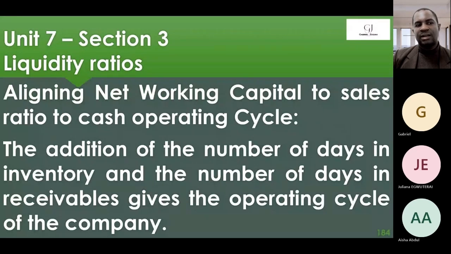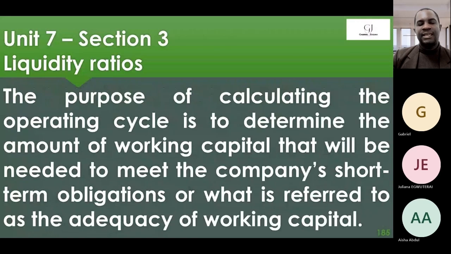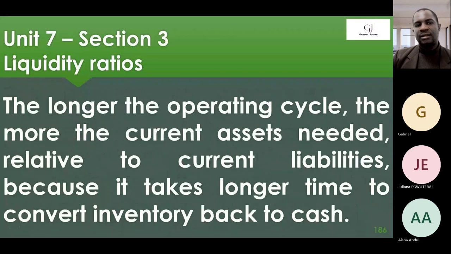So let's align net working capital to sales ratio with cash operating cycle. They relate. The addition of the number of days in inventory, number of days in receivables, and number of days of payables gives the operating cycle we just saw in the last ratio. The purpose of calculating this operating cycle is to determine the amount of working capital that will be needed to meet the company's short-term obligations, and is referred to as the adequacy. So how adequate is the company in managing its working capital?